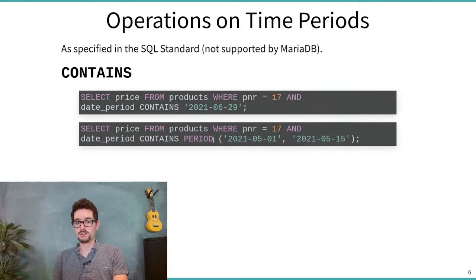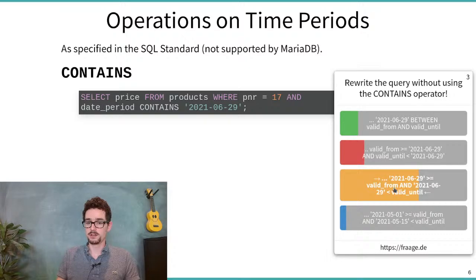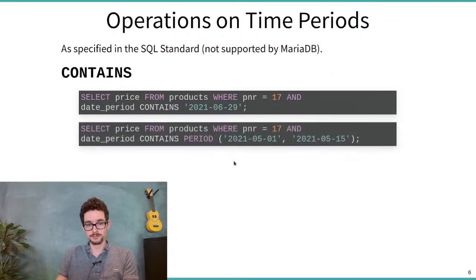And this one contains period. You would rewrite with the 1st of May greater than or equal valid from, and the 15th of May less than valid until. So I prefer writing it in that direction to say this date greater equal valid from. You could also write valid from less than equal that. So it's my taste. Yeah, so contains works for points and for periods.